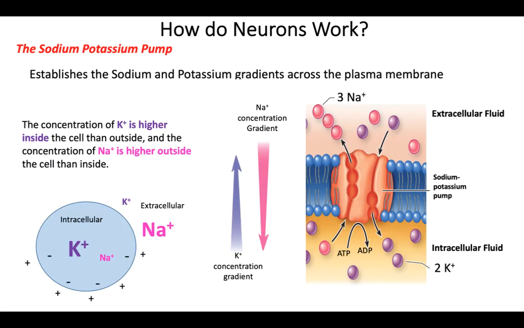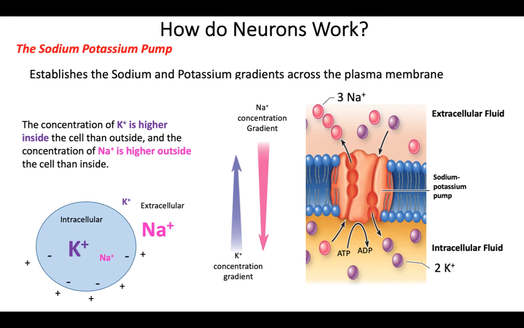There's another type of channel called the sodium-potassium pump. And this is an extremely important ion channel to understand. Its job is to establish sodium and potassium gradients across the plasma membrane. So what does that mean? A gradient is when you have a lot of something in one place and little of it in another place. And in this case, we're talking about inside versus outside of a cell.